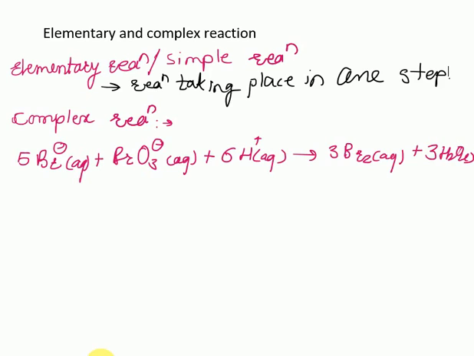It is impossible for all the 12 ions of the reactants, that is 5 Br-, 1 BrO3- and 6 H+, to come together simultaneously to collide. Such reactions are called complex reactions. Such reactions take place in a sequence of a number of steps. Each of these steps is called an elementary reaction. So whatever steps are involved in a complex reaction, each step is an elementary reaction. Molecularity is defined only for an elementary reaction, not for a complex reaction.